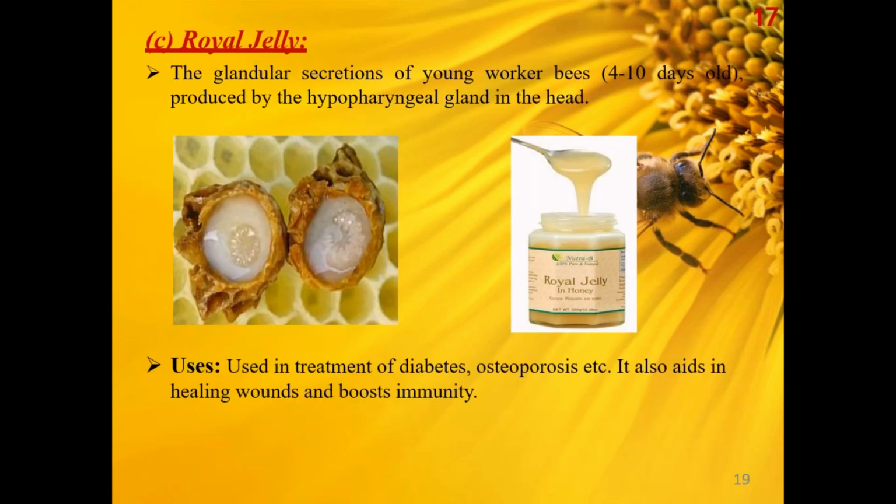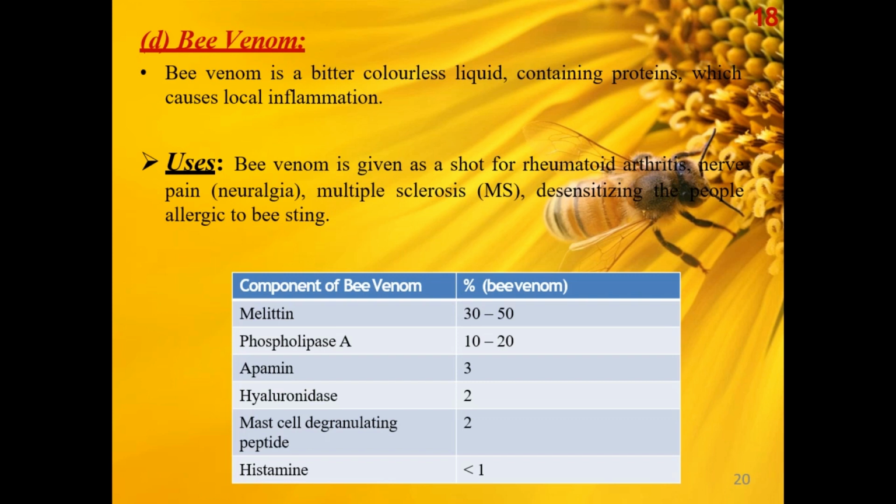These kinds of things are used in daily life, and many kinds of things are used. I'm showing you that. Now I'm showing you bee venom. Bee venom is important for some medicinal purposes.